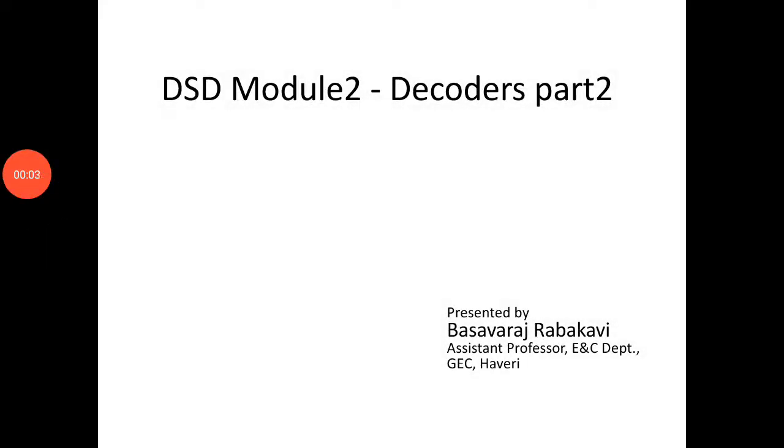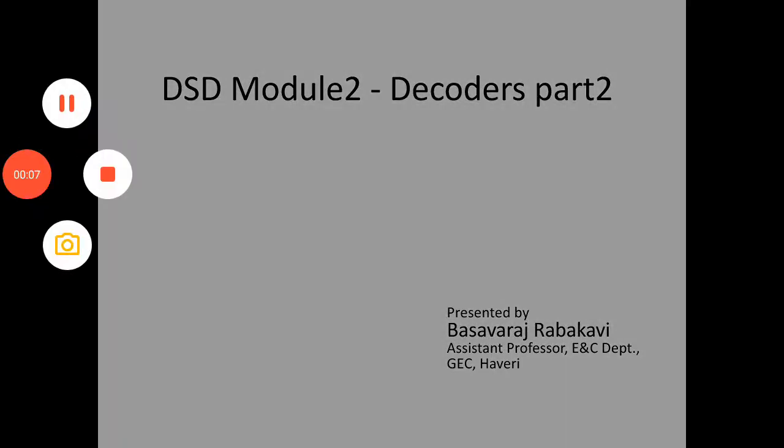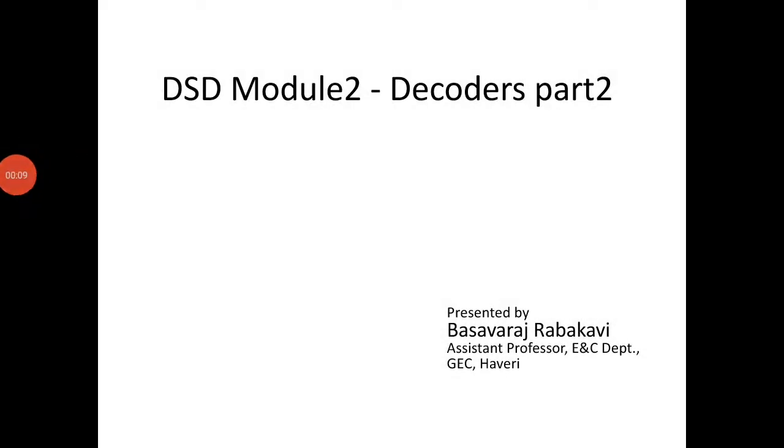So welcome to digital system design, decoders part. In the previous class we have seen what we mean by decoder. A decoder is basically a combinational logic circuit which will convert a set of binary information to another set of binary information. It converts a small amount of information, for example 3 bits of information, to 8 bits of information. So we can call that decompressing.